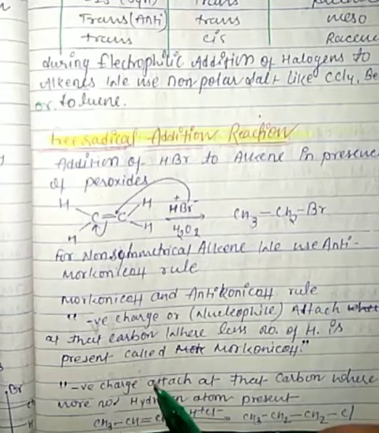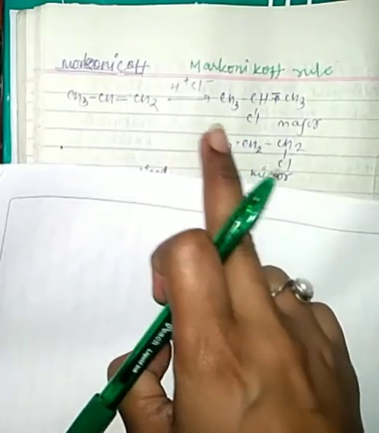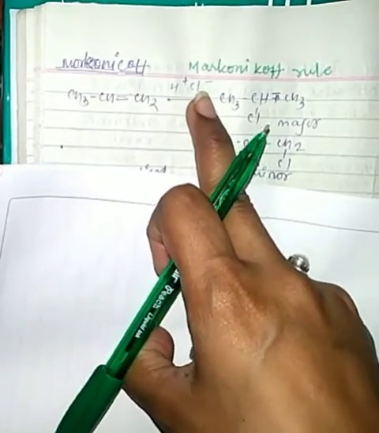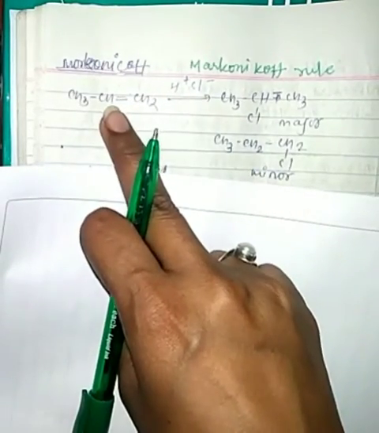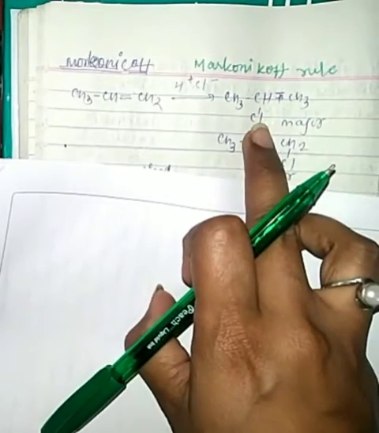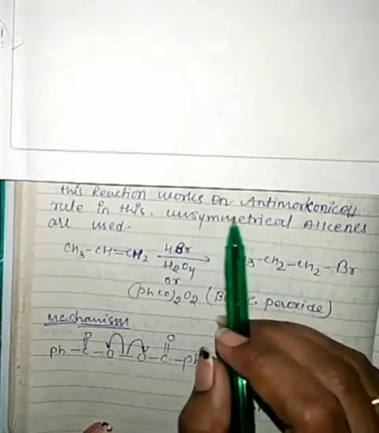There is given an example of Markovnikov rule. So here Cl minus and H plus. Cl minus as a nucleophile attacks at that carbon center and forms two types of product. This one is major and this one is minor.